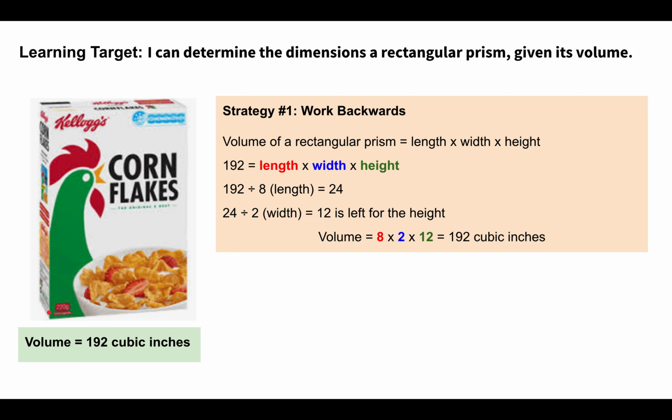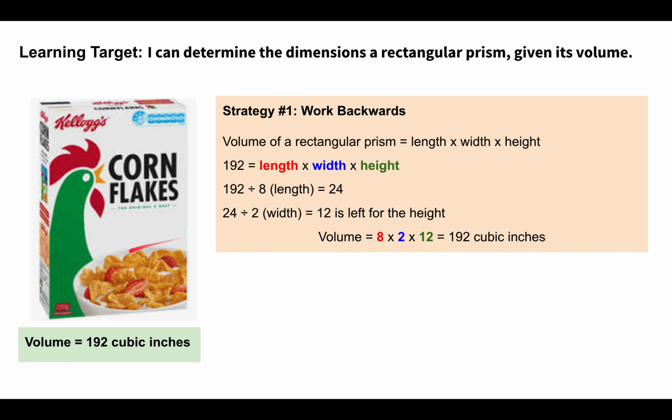So I'm going to start with the length. I'm just kind of looking here, and to me that looks like it could be about 8 inches in length. So I'm going to say, okay, if I take 192, the total volume, and divide it by 8, I think that might be one of my dimensions. Well, that's going to leave me with 24. That means I have two dimensions left, height and width, that when multiplied have to get to 24.